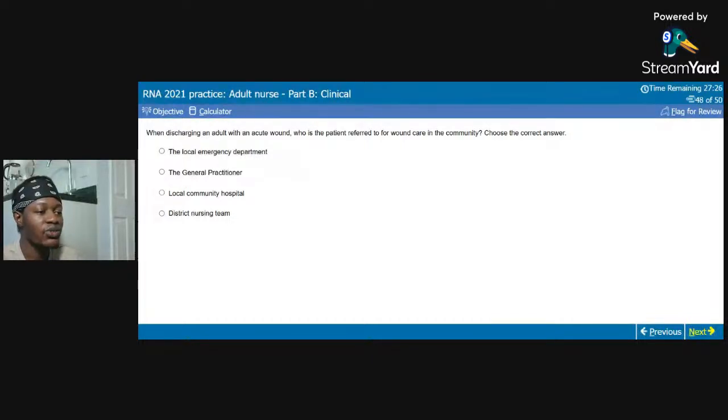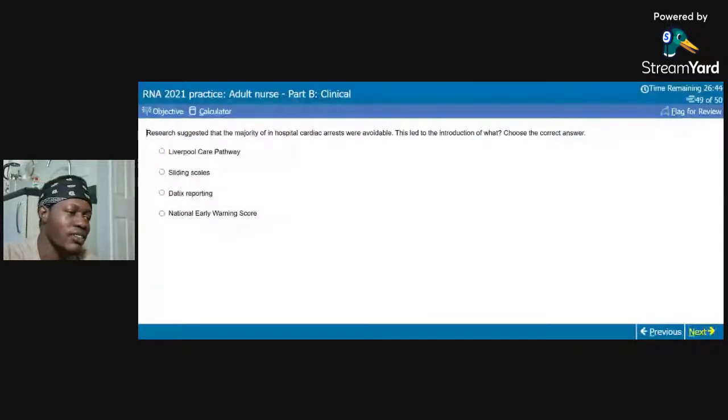When discharging an adult with an acute wound, who is the patient referred to for wound care in the community? So over here they have different nursing teams who care for different kinds of things. So we have people that are called district nurses. What they do is they care for people with wounds in their homes, people who need some specific care in their home. So that is their jurisdiction. And they are very good with wounds, those people are good.